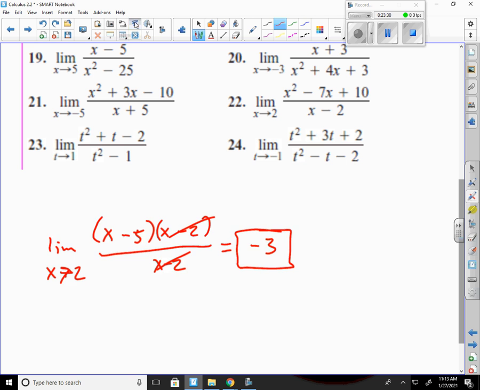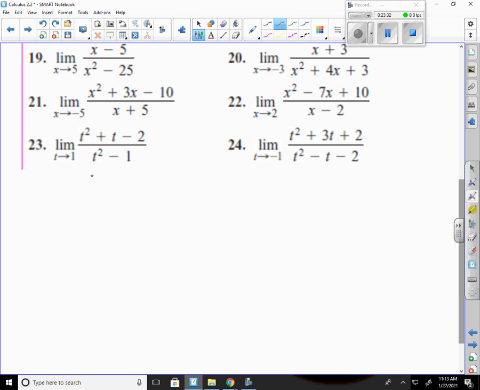Number 23. You can see it's the same pattern. 1 squared is 1. 1 minus 1 is 0. Factor out my top. It gives me t and t. And then what multiplies to give me negative 2 and adds to 1? That would be a plus 2 and a minus 1.